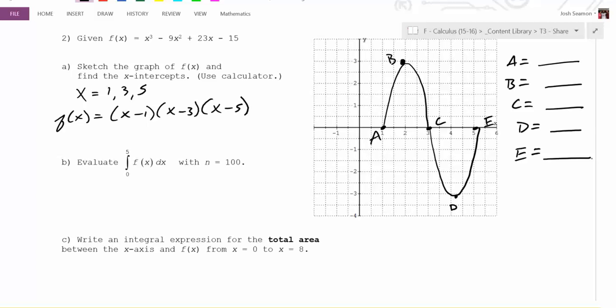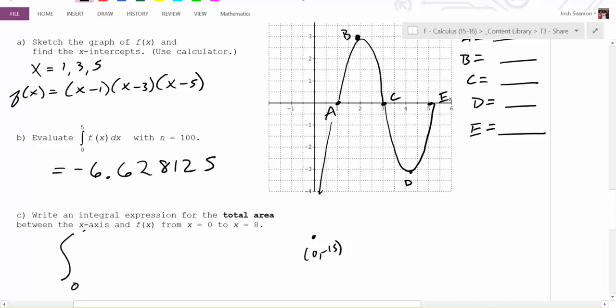From 0 to 5 with n equals 100. This thing just keeps going down, right? All the way to -15. So you have to use n equals 100 on your Riemann program. It would just be the integral from 0 to 5 of the absolute value of the function. Isn't it 0 to 5? No, it says 8. Oh, 0 to 8. It changes it. You're absolutely right. 0 to 8.